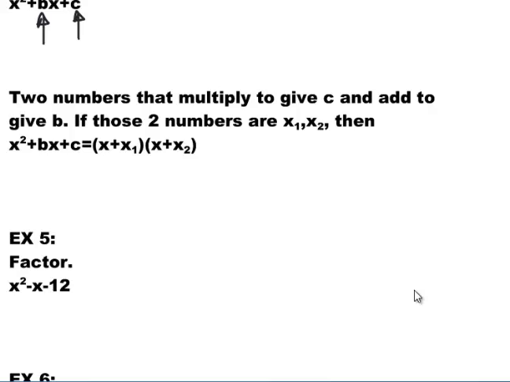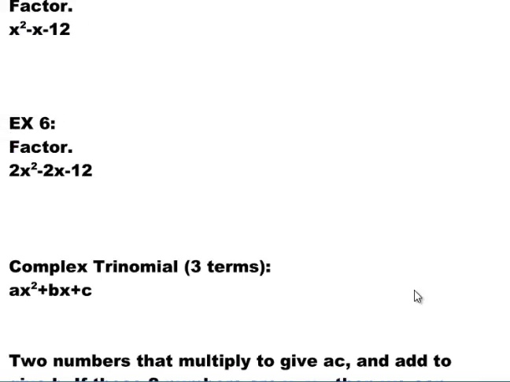Again, this simple trinomial only works if the a coefficient, which is beside x squared, is 1. Then, if we find those two numbers, let's say x1 and x2, then we can write x squared plus bx plus c is equal to x plus x1 times x plus x2. The first example, we have to factor this simple trinomial x squared minus x minus 12. Since the coefficient of x squared is 1 and there are 3 terms, we are going to see if we can use the sum and product method.